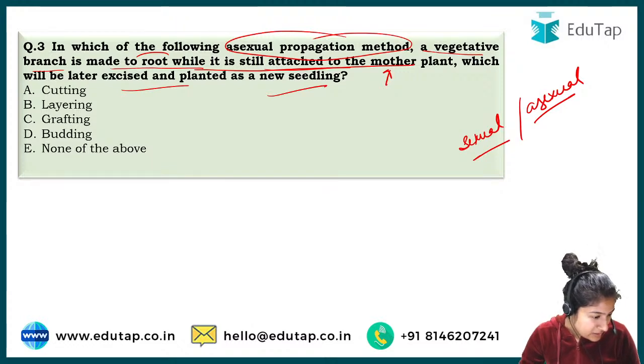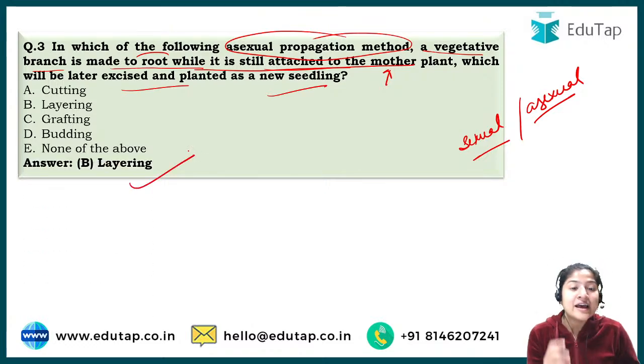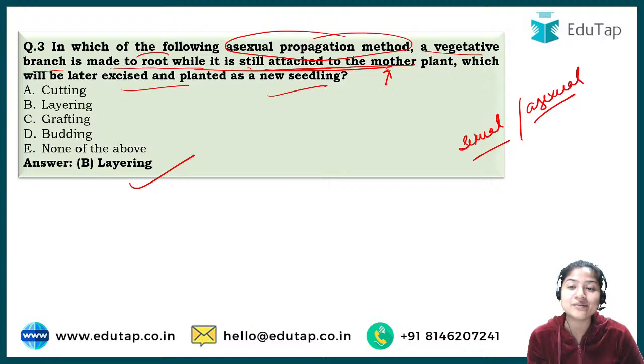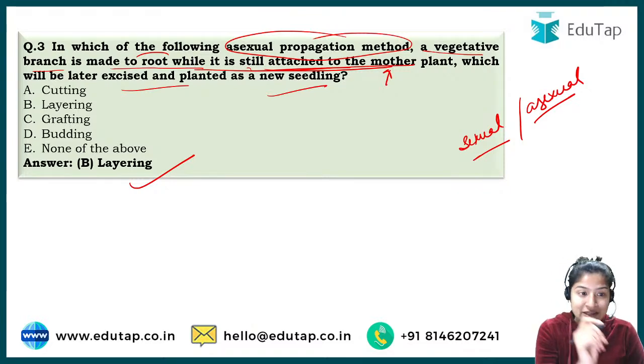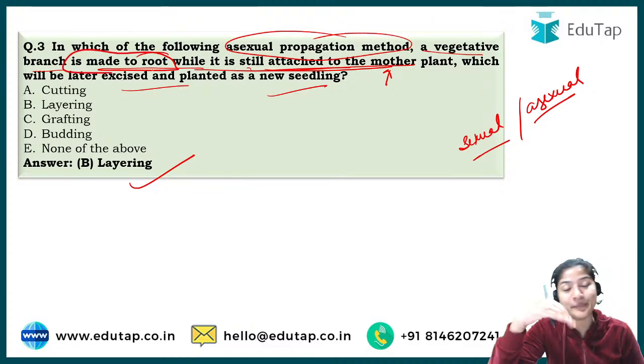Here Anathe said cutting, Arun says budding, Gaurav says D. See, the correct answer over here is layering. Herein, the keyword, I know most of you said budding by looking at maybe still attached to the mother, but the key point that you have to look at is made to root. It has to bend to the root.